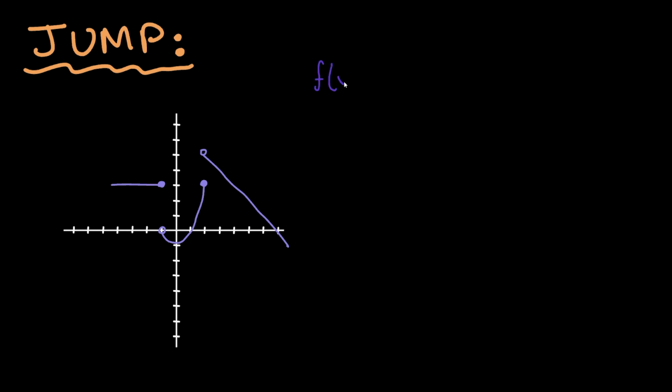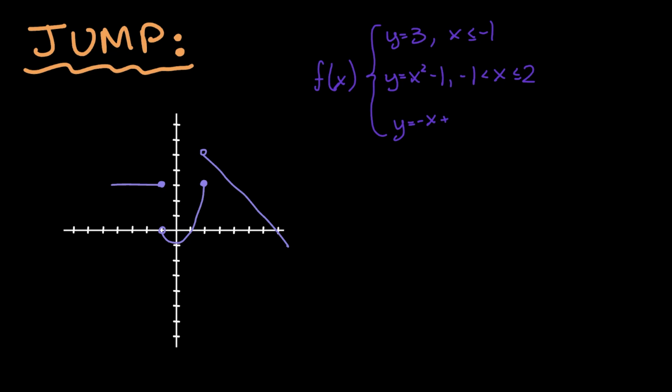piecewise function. But for this function in particular, I broke it down into 3 parts. Y equals 3 when x is less than or equal to -1. Y equals x squared minus 1 when x is between -1 and 2. And lastly, y equals -x plus 7 when x is greater than 2. And just like last time, we need to ask the same questions.